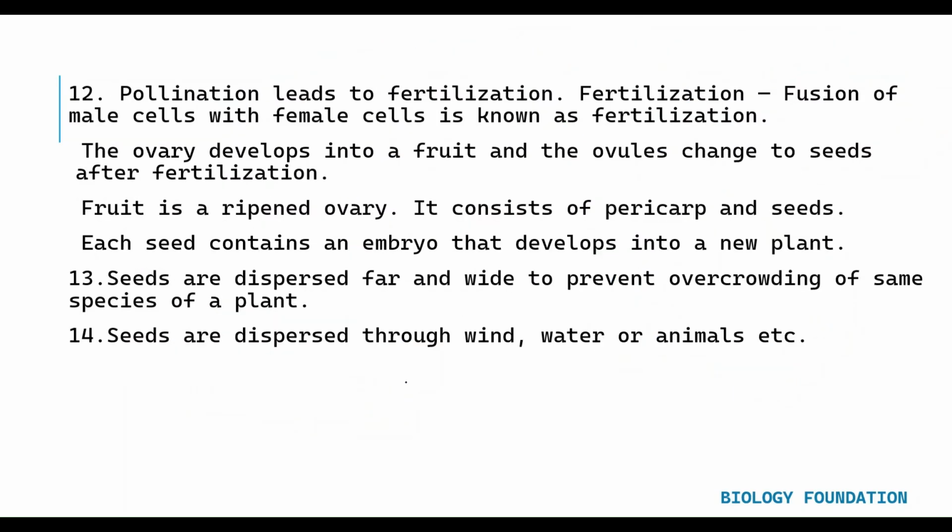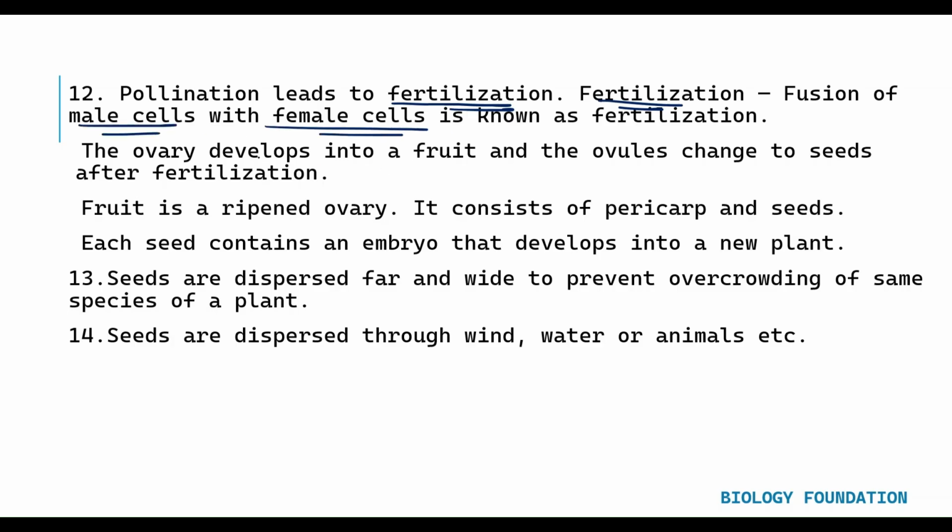Right. Next, pollination leads to fertilization. Yes, if there is successful pollination, then the pollen lands on the stigma and the pollen forms the pollen tube. In the pollen tube, the two male gametes reach the ovule, fuse with the egg to form a single celled zygote. So that process is called fertilization, where there is fusion of male and female gamete.